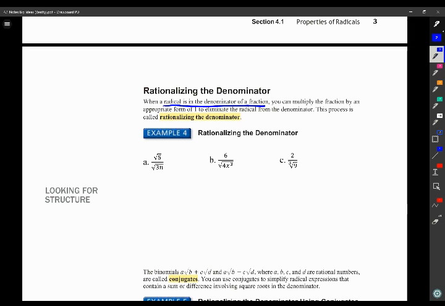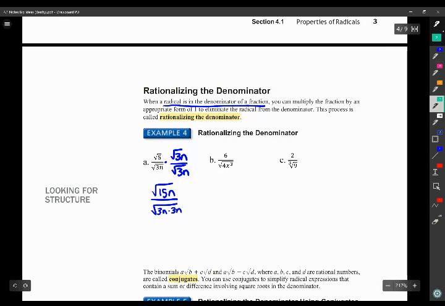And so what you do is you multiply the denominator and the numerator, so both of them, by whatever the denominator is. So notice that this says square root of 3n. So I'm going to multiply the top by the square root of 3n and the bottom by the square root of 3n. And so what happens up top is I get square root of 15n. And on the bottom, I get square root of, and I'm just going to write it as 3n times 3n. And the reason why is because that helps me simplify.